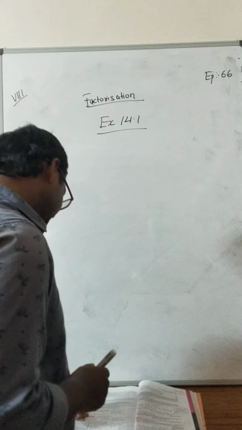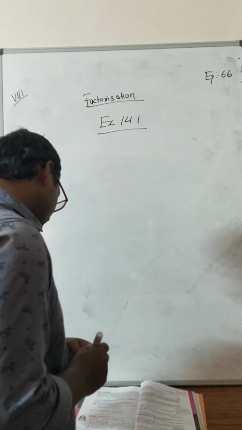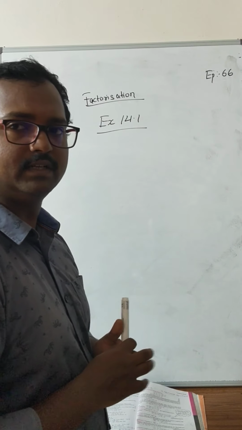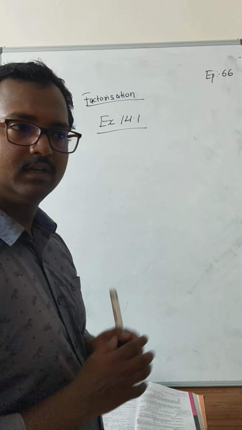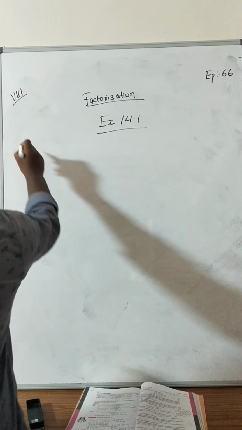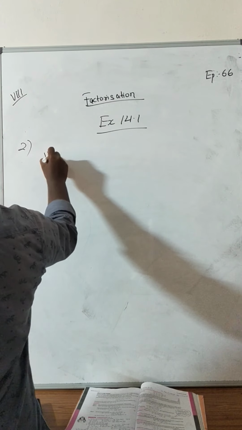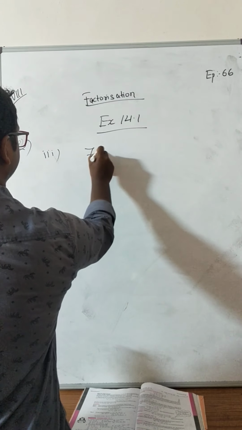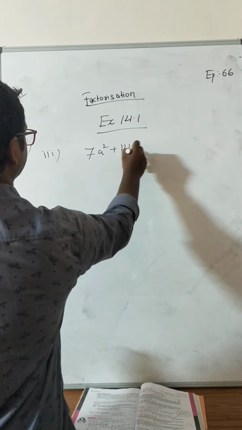Now the next one, question number 2. Factorize the following expression. In that, this factorization is done using the method of taking common values. Okay, so here, second one, the third question. Look at the third question. The third question is 7a square plus 14a.